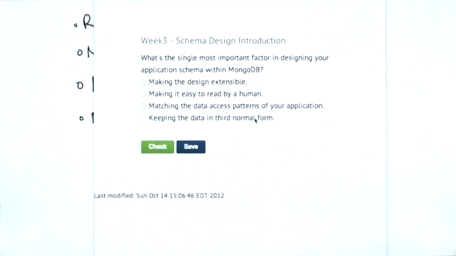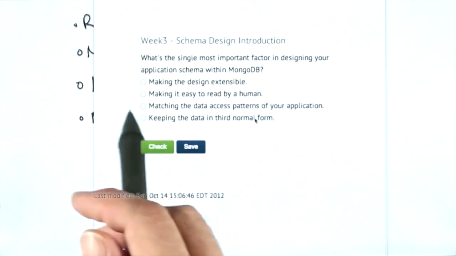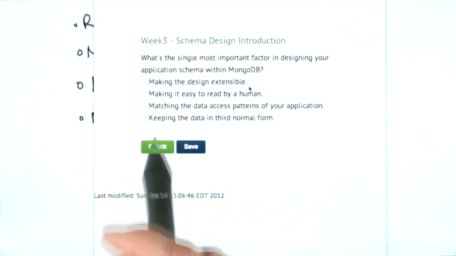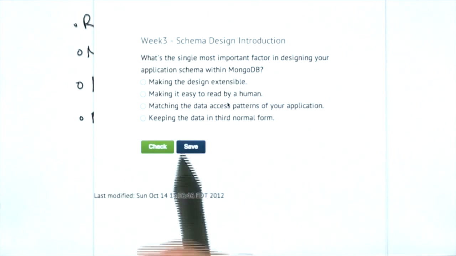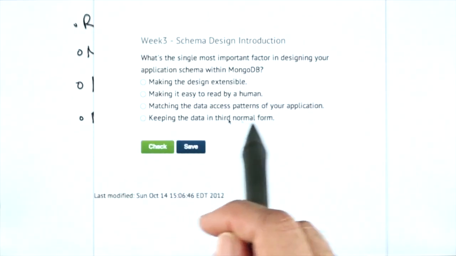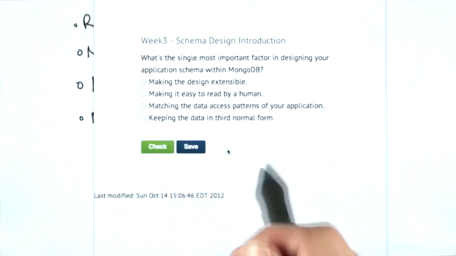All right, so let's have a first quiz. The first quiz for schema design is, what's the single most important factor in designing your application schema within MongoDB? Is it making the design extensible, making it easy to read by a human, matching the data access patterns of your application, or keeping the data in third normal form? And just check one of those.